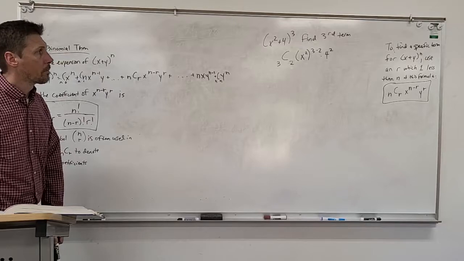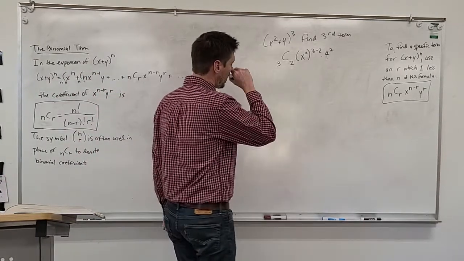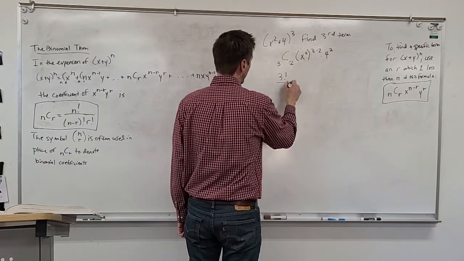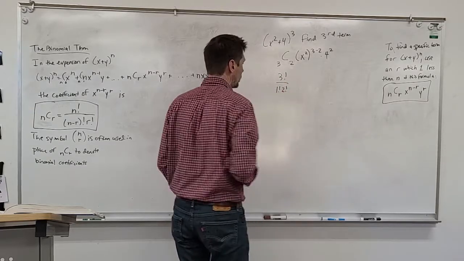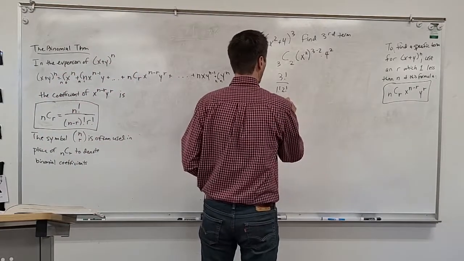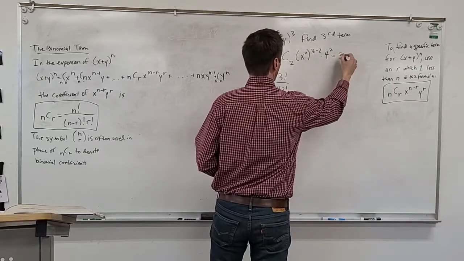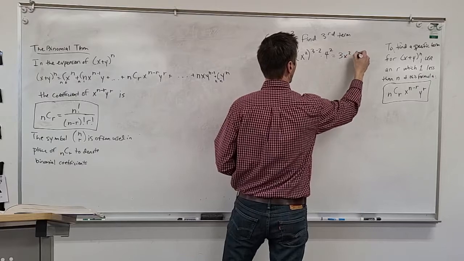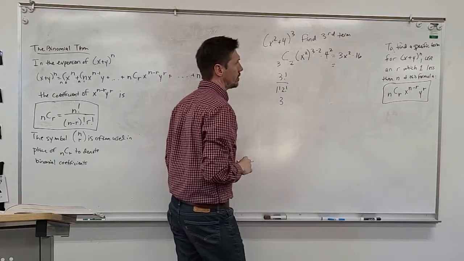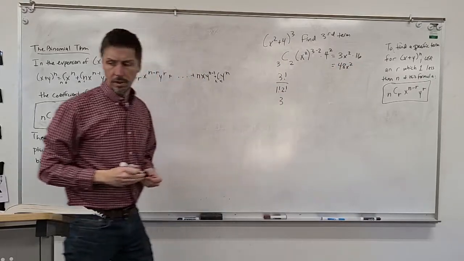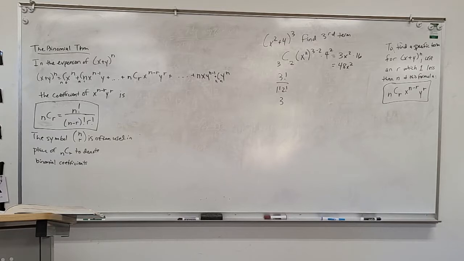All right, so the C for this would be 3 factorial over 1 factorial times 2 factorial. So it's just going to be 3, right? So this final value here would be 3. This was x, just x squared times 16. And so that's what, 48 x squared? 48 x squared would be our third term. Make sense?